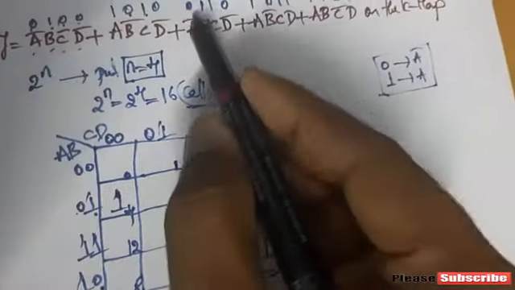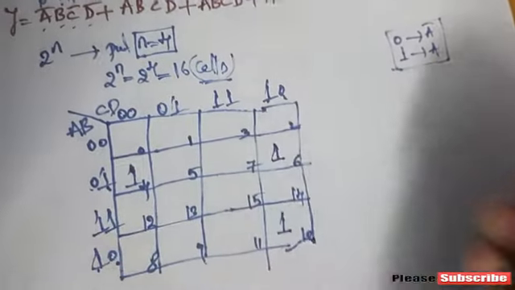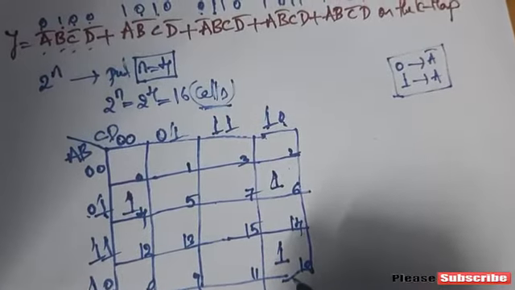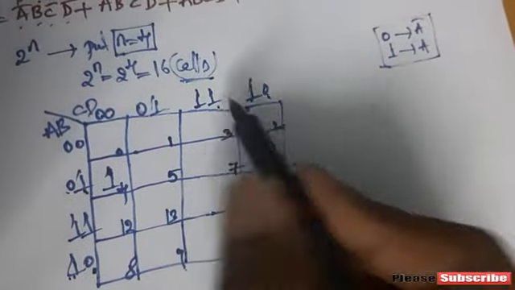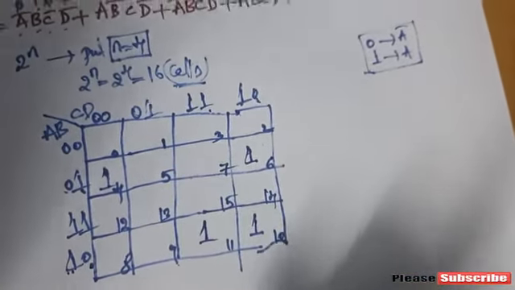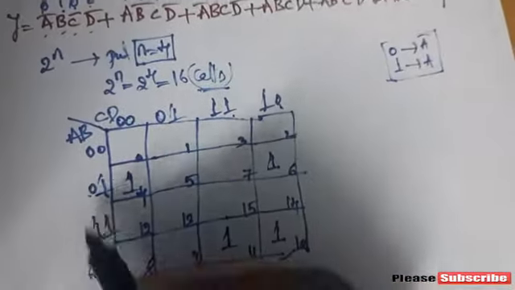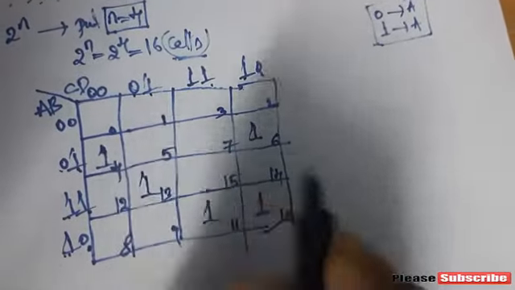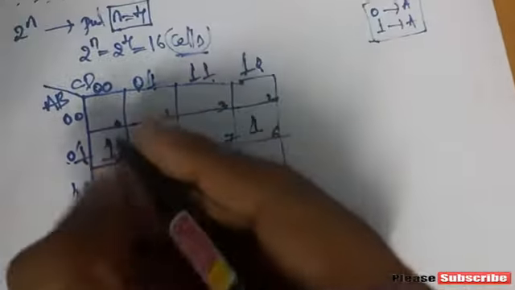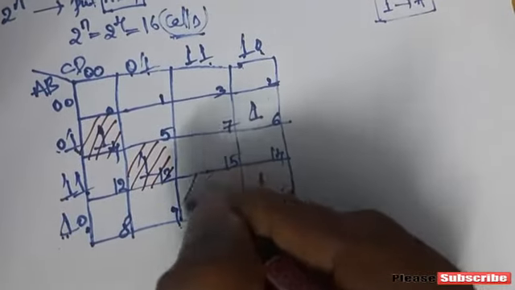Next 0 1 1 0, here we can represent the 1. Next 1 0 1 1, here we can represent the 1. Next 1 1 0 1, here we can represent the 1. The shaded portion will be presented like this.